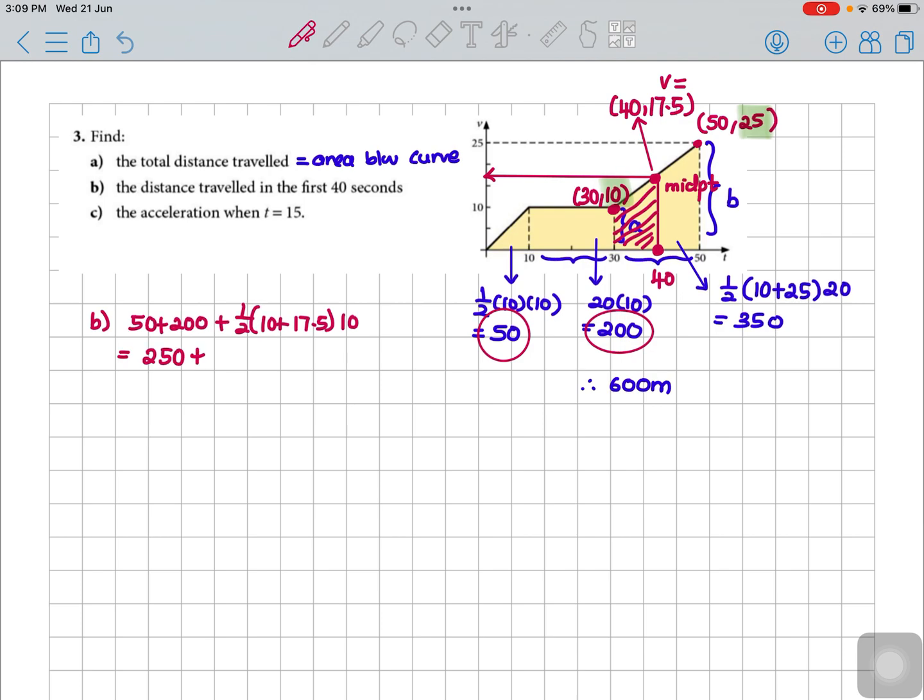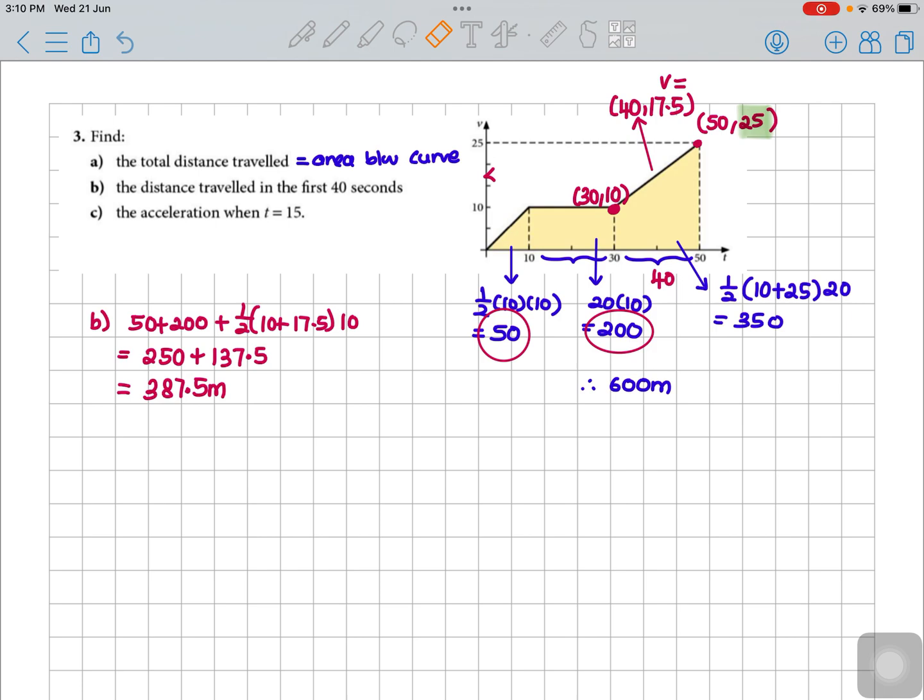So this will give you an answer of 250 plus 5 times 27.5, which is 137.5, which is exactly 387.5 metres. For those who can't see the idea of midpoint, we can actually do this using gradient.